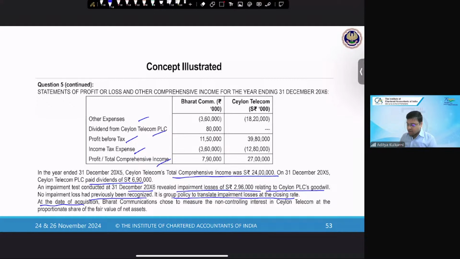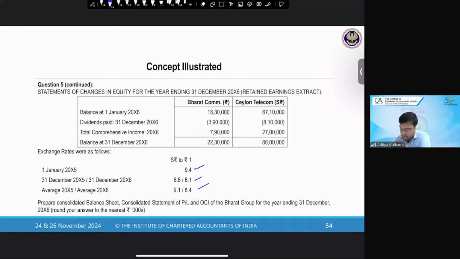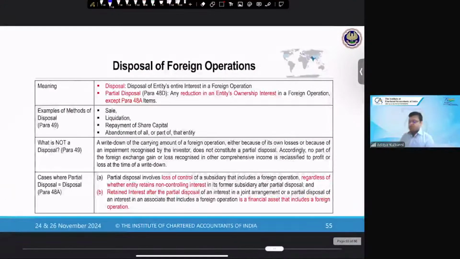At the date of acquisition, Bharat Limited chose to measure NCI at the proportionate share of fair value of net assets. We'll come to this point later. Statement of changes in equity: opening balance, dividends paid, total comprehensive income, and balance at 31st December. Exchange rates were as follows: opening rate, closing rate, average rate. Prepare the consolidated balance sheet, consolidated P&L, and other comprehensive income of the Bharat Group for the year ending 31st December X6. Have you understood the question?